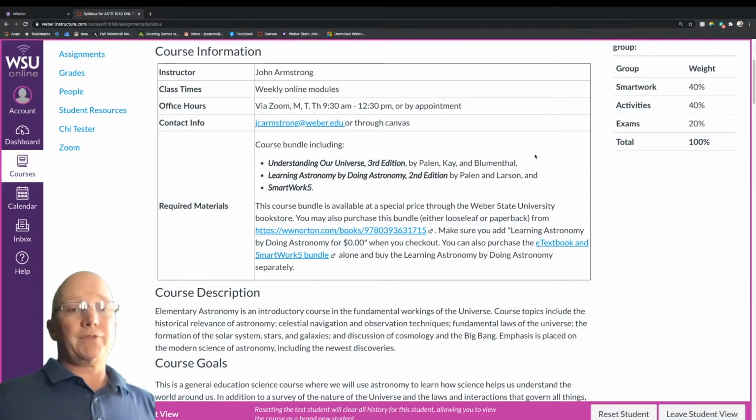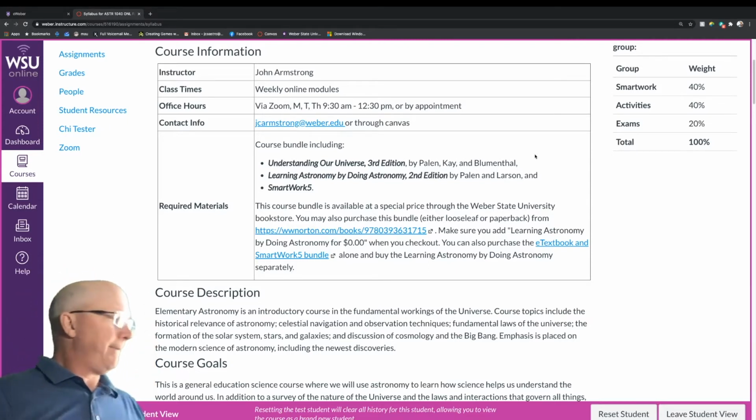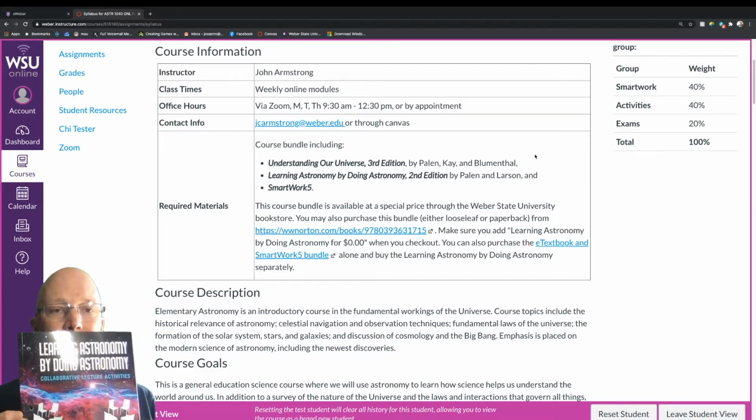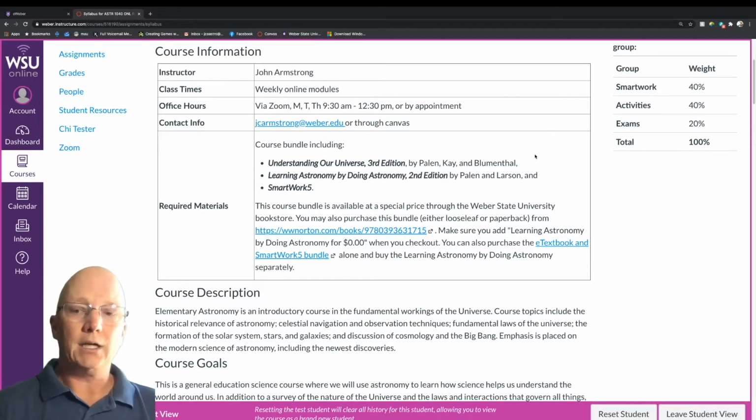The materials you're going to be using for this course include your textbook, Understanding Our Universe, the activity book, which is called Learning Astronomy by Doing Astronomy, and the SmartWork homework activity system, which is online. All of these materials are being sold at the bookstore bundled for a special price, and also available via the publisher. So you can order these directly from the publisher, and I've linked some information about how to do that. But you're going to need all three of those materials, and we've worked pretty hard to keep the price low, and if you get them all together, I think you'll do pretty well.